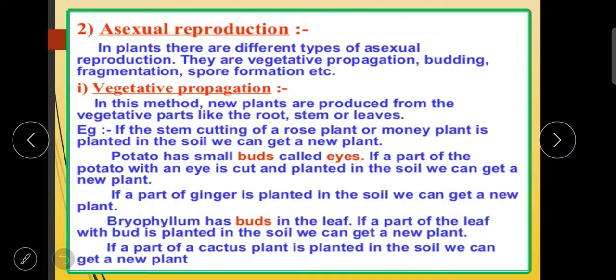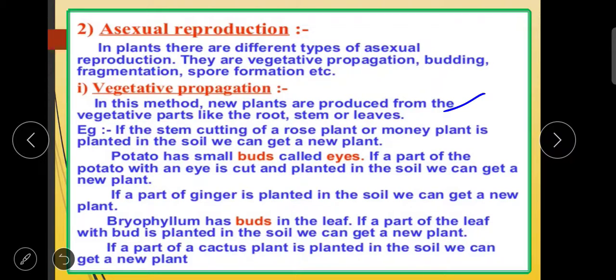In this method, new plants are produced from the vegetative parts like the roots, stems or leaves. For example, if the stem cutting of a rose plant or money plant is planted in the soil, we can get a new plant. In the same way, potato has small buds called eyes. If a part of the potato with an eye is cut and planted in the soil, we can get a new plant. Similarly, if a part of ginger is planted in the soil, we can get a new plant.